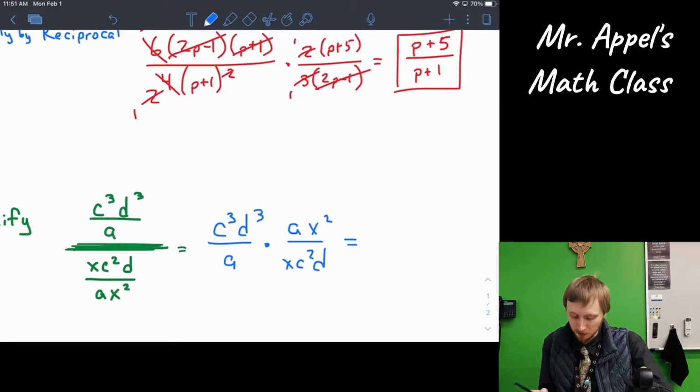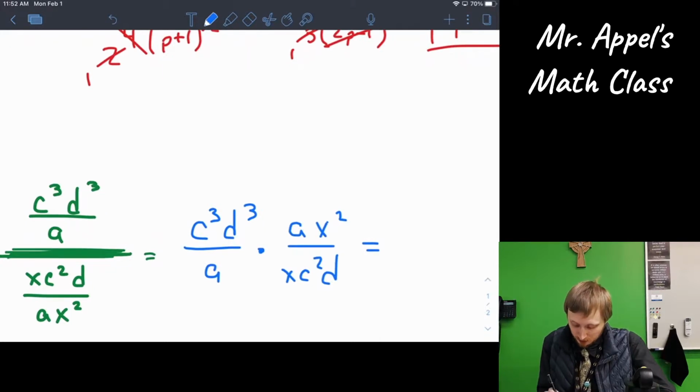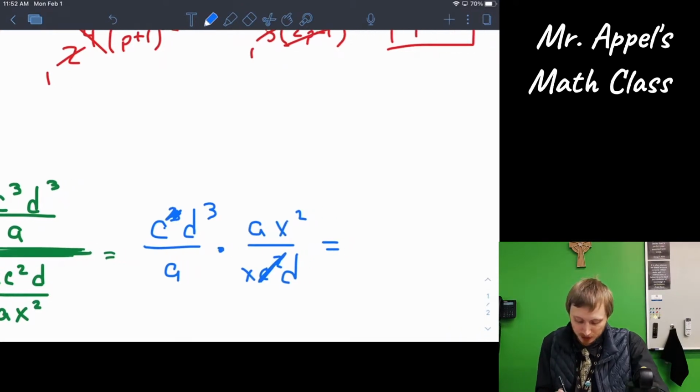So now, what reduces? I've got c and c. Well, there's two of them here. The smallest power loses. Biggest power remains. We just get one c, right? 3 minus 2 is 1 left over. D has only 1 on the bottom, so we'll get rid of 1 from the top. So there's 2 left up top.